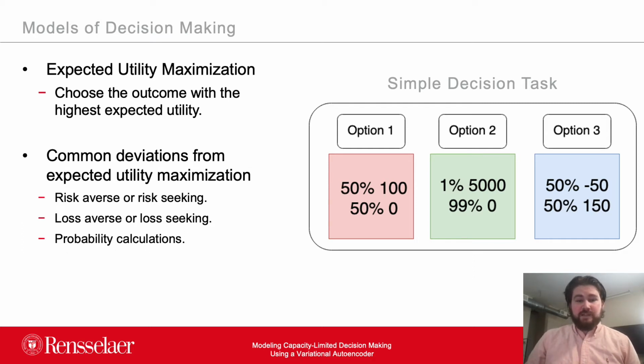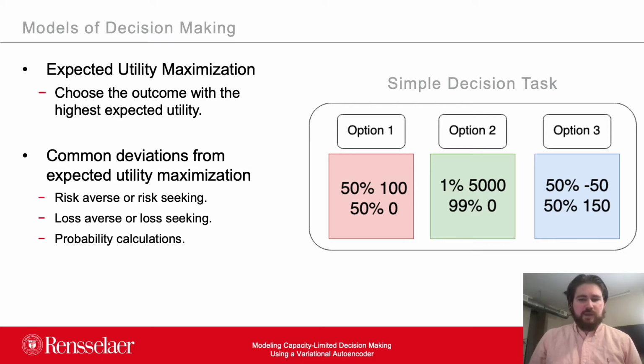An example of this is shown on the right, where an agent is presented with three different options. So in the first option, there's a 50% chance of receiving $100 and a 50% chance of receiving $0, and so on. So one possible way to make a decision here is to choose the option with the highest utility. However, all three of the outcomes here have the same expected utility, so a model that's based on expected utility maximization might predict a random choice between these three different options.